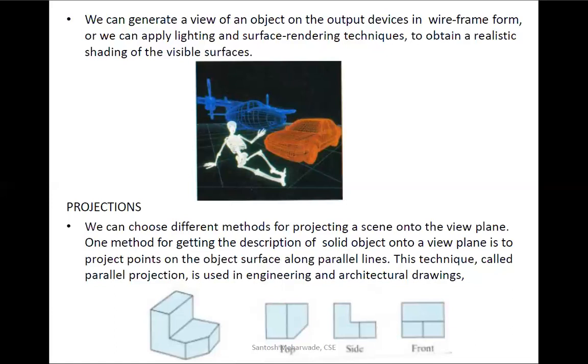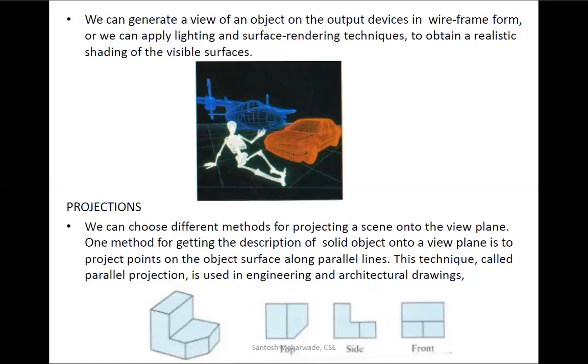Why do we call them orthogonal projections? Because these projections, which are parallel to each other, hit the view plane at an angle of 90 degrees. That 90 degree angle we call an orthogonal intersection. Such type of projections we call orthogonal projections.